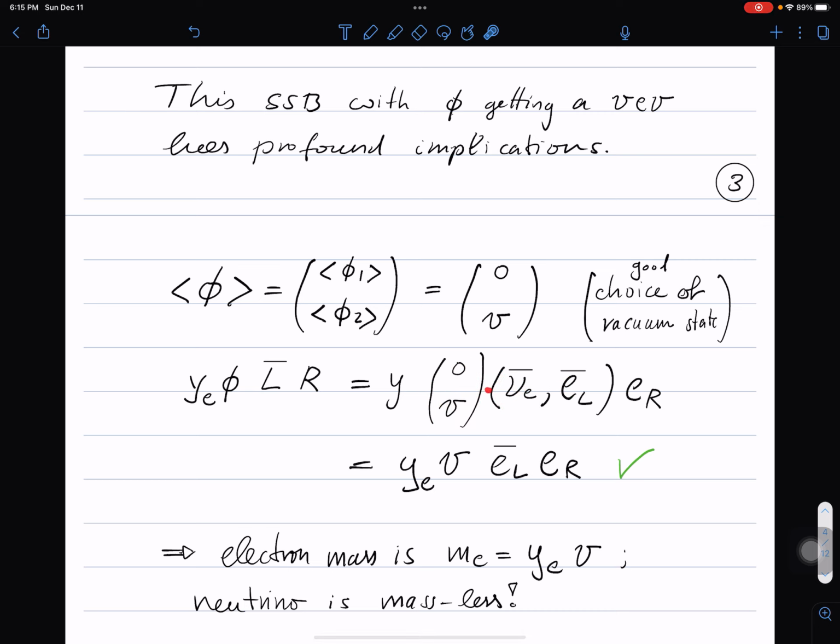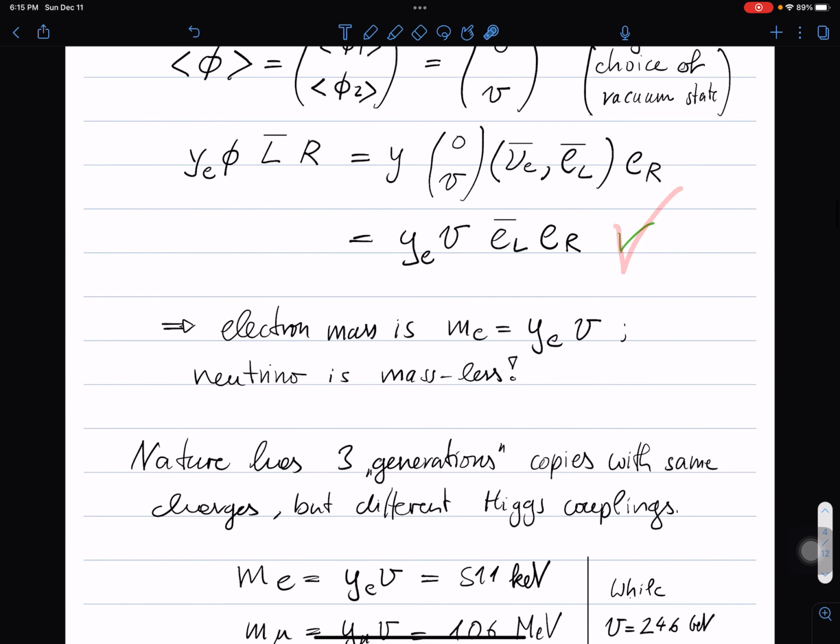Dotting it together gives us 0 for the neutrino term, but the VEV multiplies the electron term, electron left-handed, and then combining it with the right-handed component of the electron with a v that is just a constant number. So we are fine. We succeeded in writing down the mass term, where the mass is actually the Yukawa coupling. This is called the Yukawa coupling between the two fermion fields and the Higgs field.